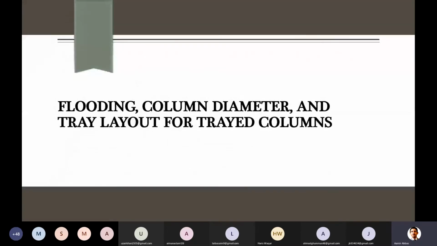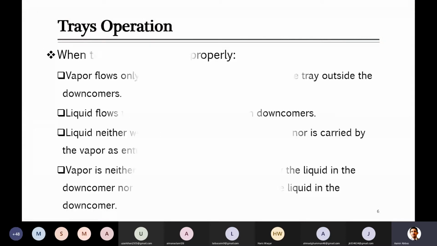Next, the part related to column diameter. But before we jump to column diameter, flooding is necessary to be discussed, and that is the concept linked with the column diameter. And then we will look at the tray layout at the end, and with that it will be concluded.